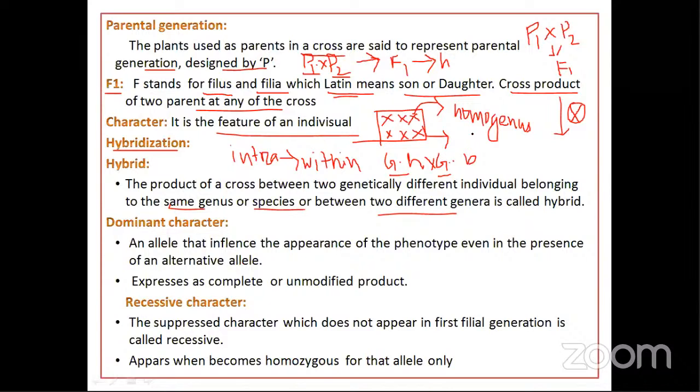That means the genus itself is different, so Gossypium is crossed with something else, for example Abelmoschus. Gossypium hirsutum crossed with Abelmoschus. Abelmoschus means which plant? Yes, bhindi, okra. Yes, bhindi. Ma'am, intergeneric.